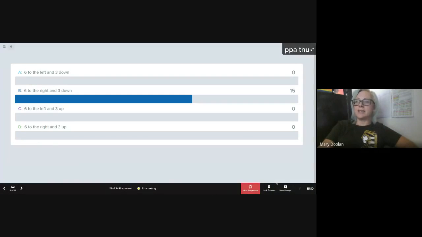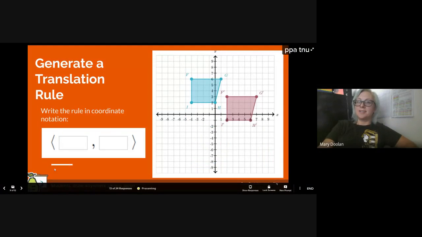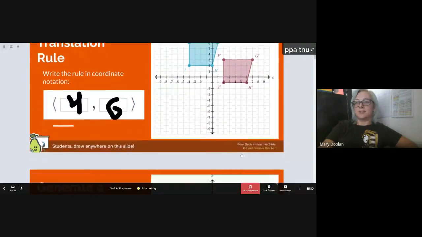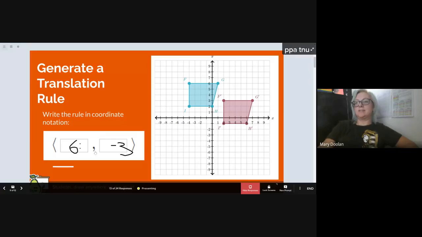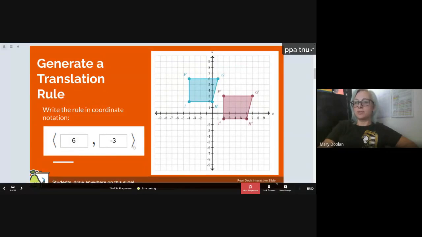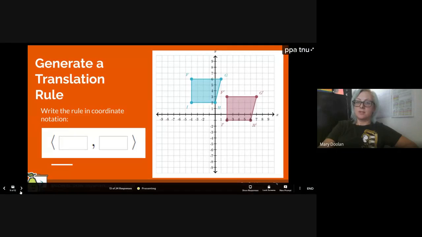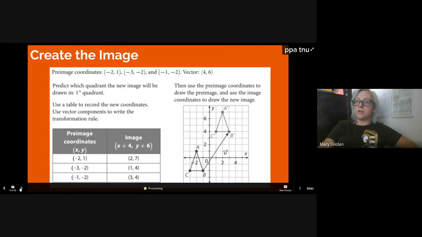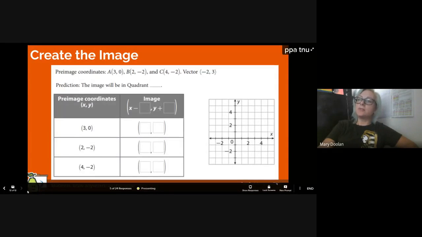Now, if you wanted to write that into a notation, okay, this is using that vector notation now, how do you show 6 to the right and 3 down? Yes. 6, -3. That's exactly what you want. 6 and -3, because this means you move to the right because it's a positive 6, and this means you go down because it's -3.